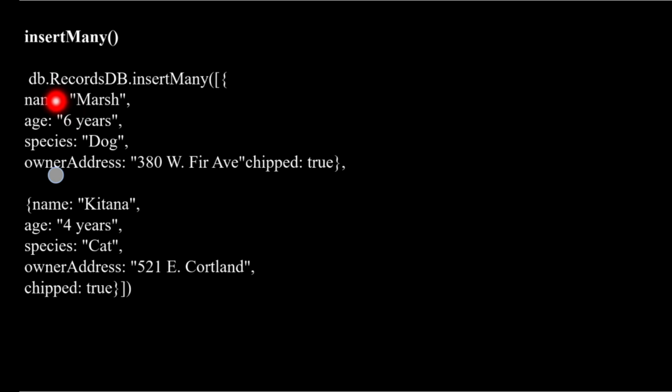DB, same thing, db.records db.insert many, because I'm going to insert a lot of things, right? Inside this function bracket I need to use an additional square bracket. When I use a square bracket, it refers to a multiple document insertion. I inserted one document: name Marsh, age 6 years, species dog, owner address something. It is one document, so I completed it with the closing curly bracket. Then I need to insert another: name Kitana, age 4 years. So there are two documents to insert, and I separated these two documents by a comma after the curly brackets.